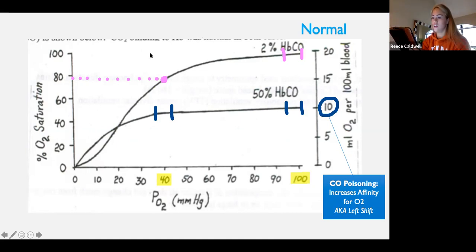Oh, Emma, I'm so sorry. I did not see your chat until just now. What is the 2% in the top curve again? That's just the amount of carbon monoxide at a normal level.